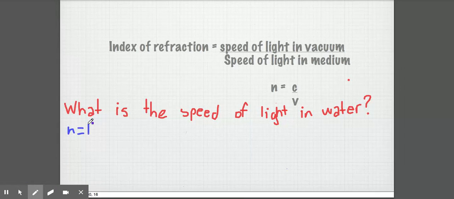And remember, we always know what the speed of light is in air or traveling through a vacuum. That's that C value. That's always going to be the same number. That's always going to be 3.0 times 10 to the 8 meters per second.